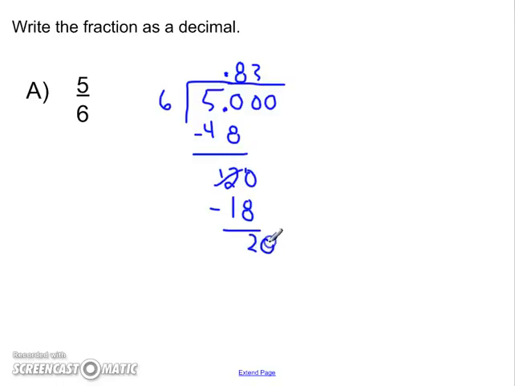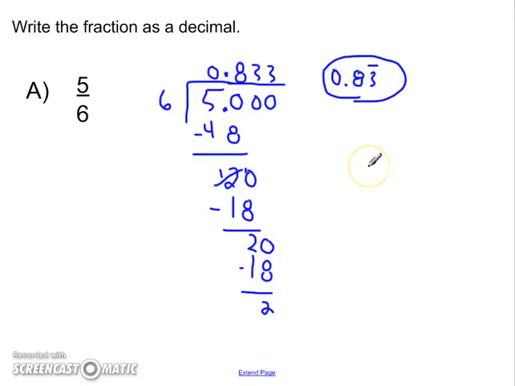Add a 0, drop a 0. 6 into 20 again, 3 times, is 18. And you'll notice here, we are getting into remainder of 2, add 0, drop 0. We're going to have a remainder of, or not a remainder, a repeating 3. So if we do this, now if you want the 0 in front of the decimal, you can. It's not 100% required. A lot of people like it. I never picked it up. I understand what it is, but it's not required. I always used to leave it off. But so 83 hundredths, I guess, but the 3 part of this repeats.